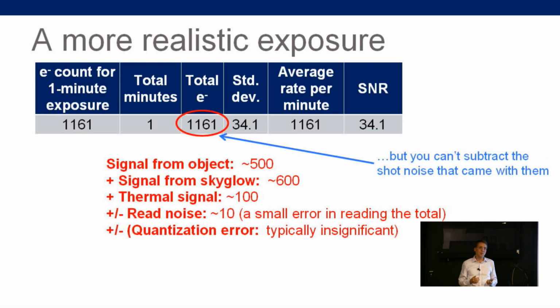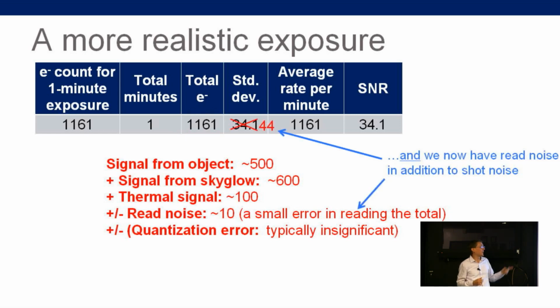But you're never going to get rid of the noise they brought. You don't know how to subtract that out. You don't know what the true rate is. So the noise that came with those never goes away. And that's why when you have a bright sky glow, it just totally ruins your image and makes everything look like it's a lot noisier than it should be.